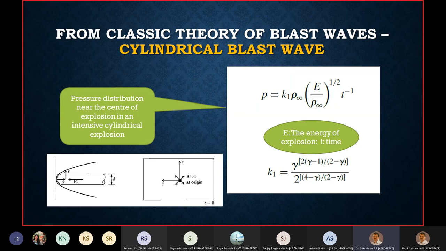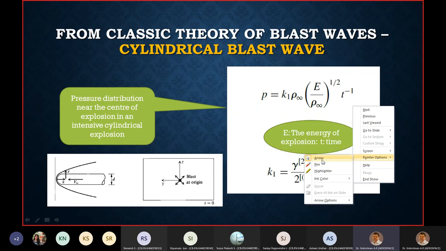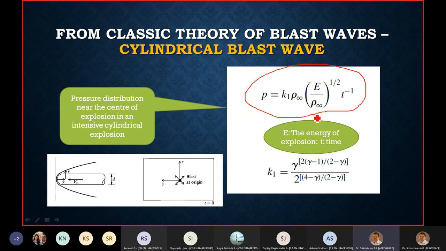Please look at this relation. This is taken from blast wave theories. We are not concerned about the derivation of it. We just have this relation which relates static pressure near the center of the wave as a function of time. T is time, when the energy of the explosion E is given, and the free stream values are given, and of course a constant which is a function of gamma of the gas, Cp by Cv. So if we know these parameters, then we can calculate the static pressure that would result close to the center of explosion in the case of a rapid energy release in any gas.